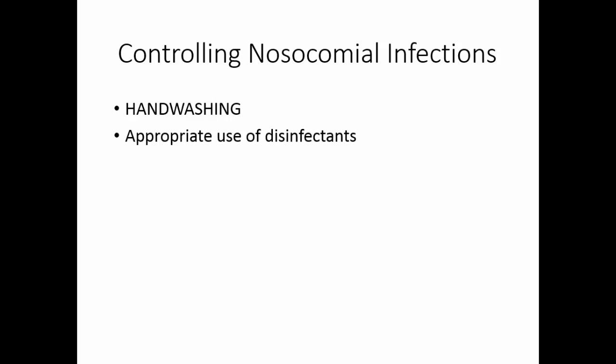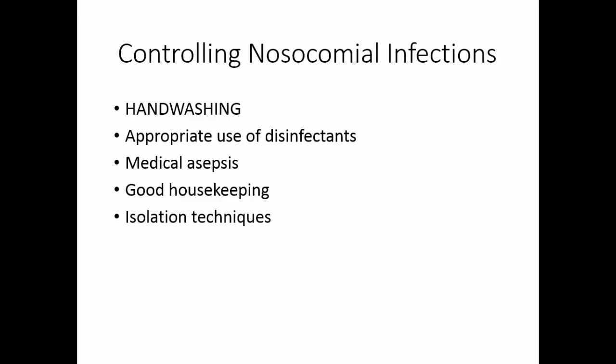Also, we can use disinfectants appropriately. Make sure we're using medical asepsis at all times. General good housekeeping helps. And using isolation techniques to keep healthier people away from sicker people. Most healthcare facilities have an infection control committee. This is a group of people who meet from time to time and look at infection rates in different parts of the facility to see if they can see any trends.